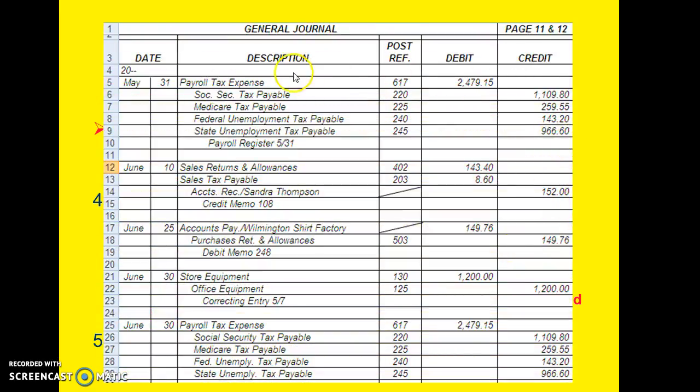So if you look at these various transactions, you cannot tell me exactly, hey, how many expenses do we have in the payroll tax account? How much do we owe in Social Security tax? How much do we really owe Wilmington Shirt Factory? By just looking at this alone, you can't tell me exactly what the balance is for each account. So we have to post these amounts into these specific accounts, which are located in the general ledger.